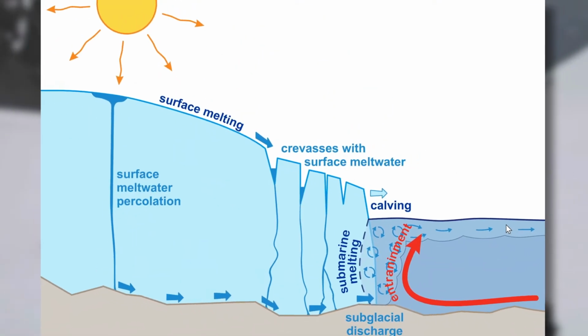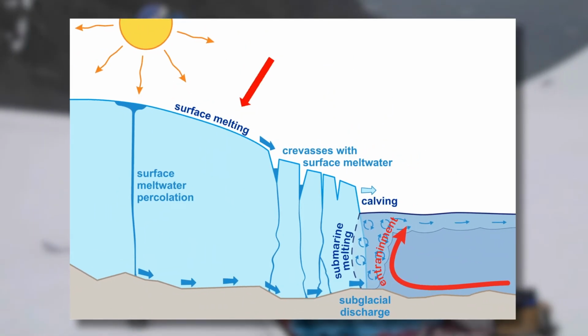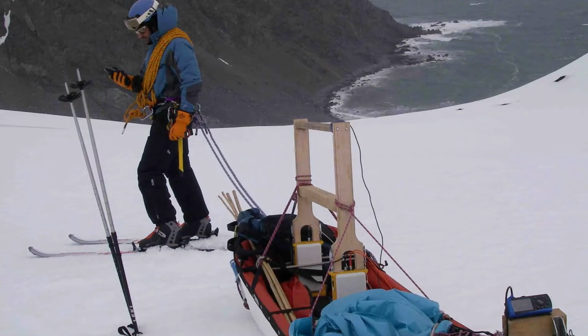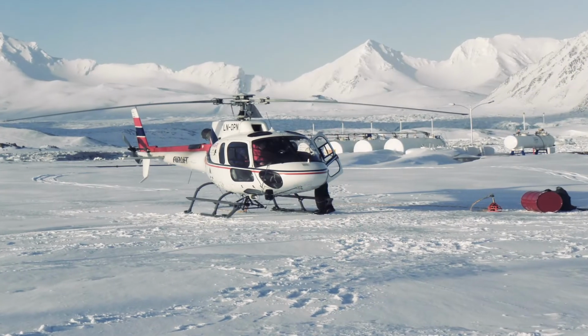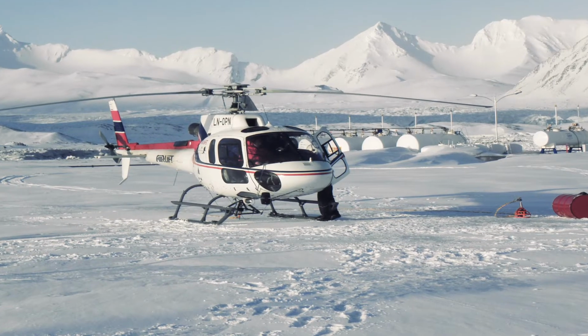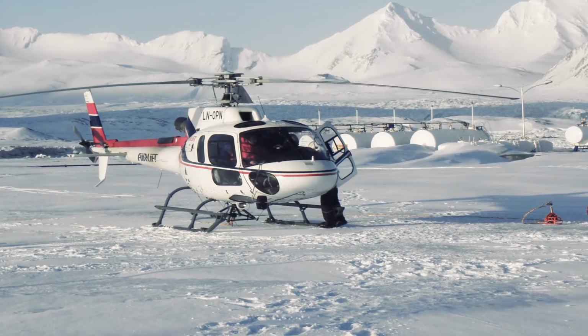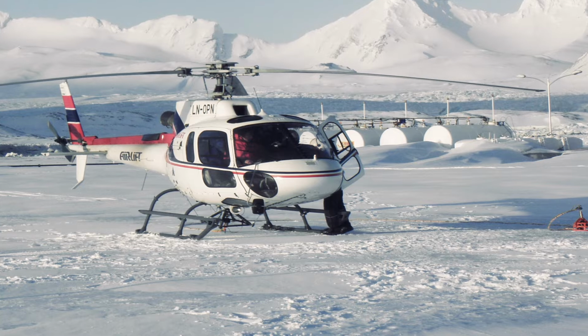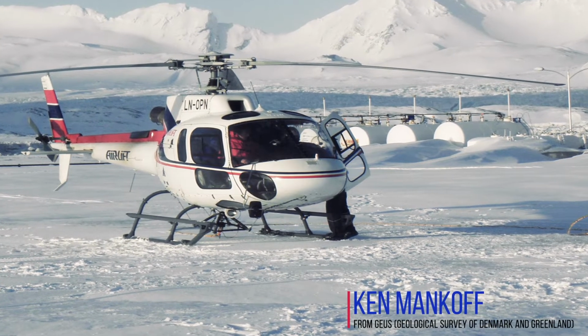The meltwater produced at the glacier surface reaches the bed through crevasses and moulins and flows subglacially towards the fjord. This freshwater flux entering the fjord is commonly known as subglacial discharge, and it will be a key control on the submarine melting of the glacier front. Ken Mankoff from GEUS will explain to us how freshwater and solid ice discharge for Greenland are being calculated.